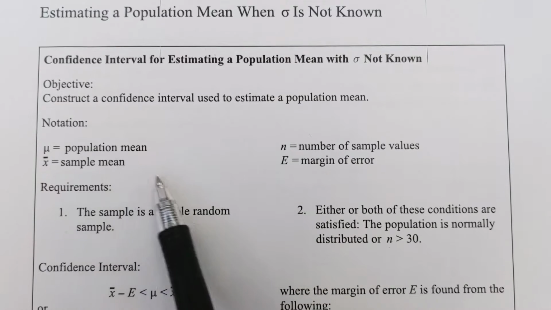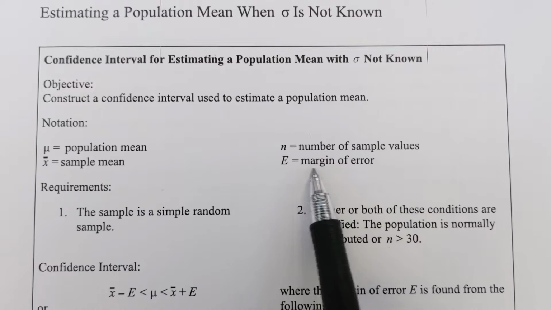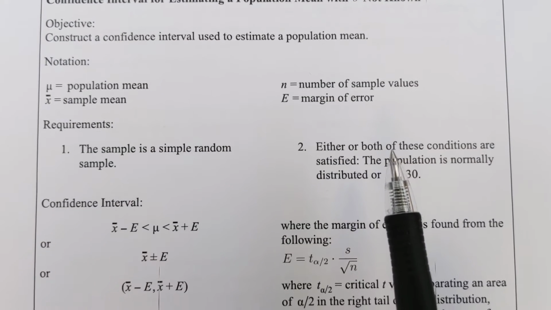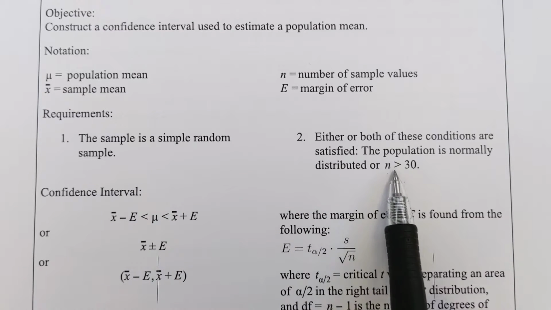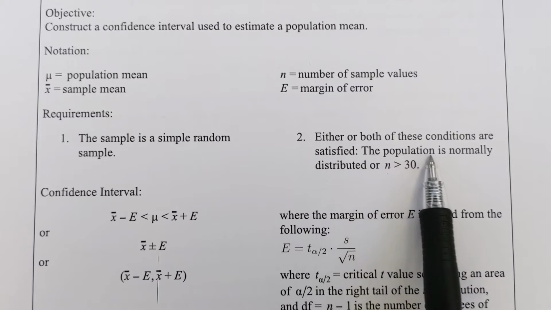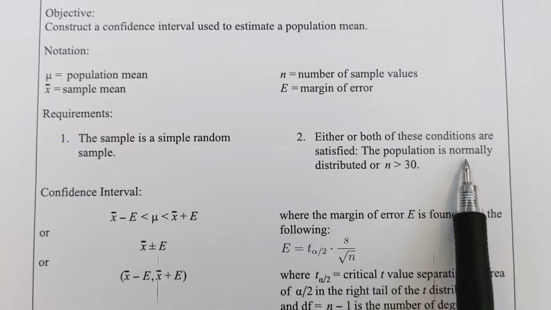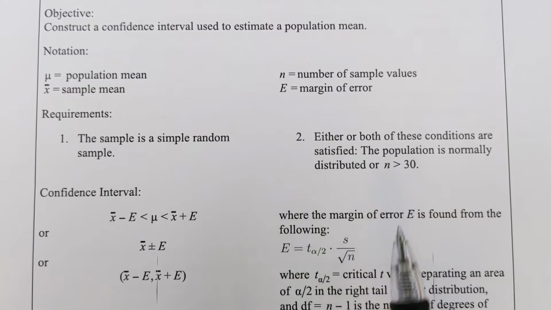So just some definitions: population mean, sample mean, number of sample values, and margin of error. These things are all the same as if we had a normal distribution. Some requirements: we have a simple random sample. The population is normally distributed, we know it, or the sample size is more than 30. So it doesn't have to be normally distributed if you have more than 30 people.